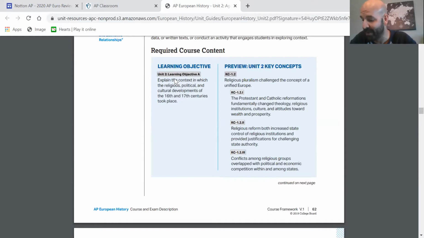But then we are going to see that the Protestant Reformation and the Catholic response to the Protestant Reformation, otherwise known as the Catholic Reformation, are going to substantially change many, many things. We will see changes in theology, in religious institutions, in culture, and in attitudes about wealth and prosperity. And that's really what we're going to talk about today as we get into this course description.